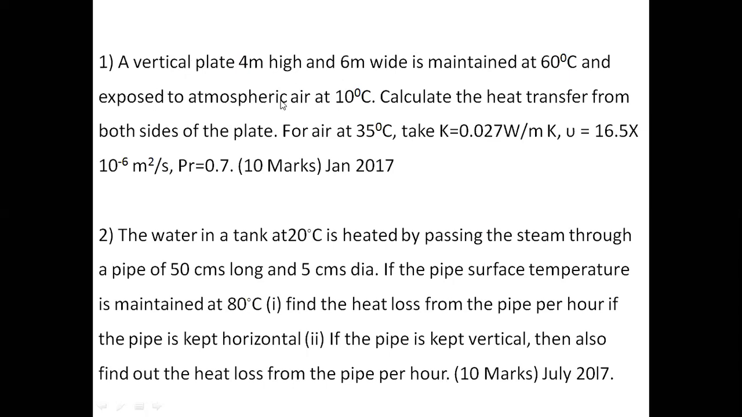There is a vertical plate, plate area given as 4 by 6, maintained at 60 degrees Celsius. That means the surface temperature is given, exposed to atmospheric air at temperature T infinity. Calculate the heat transfer from both sides of the plate. Both sides means you have to double the area: 4 into 6 into 2, because heat transfer happens on both sides. First you have to find out h, the heat transfer coefficient.